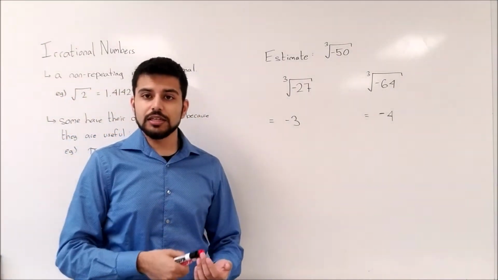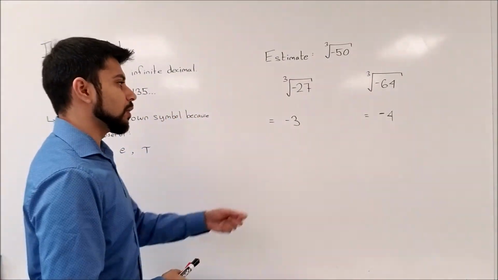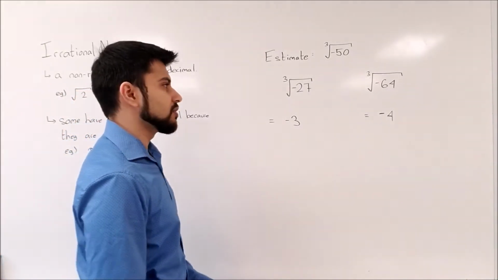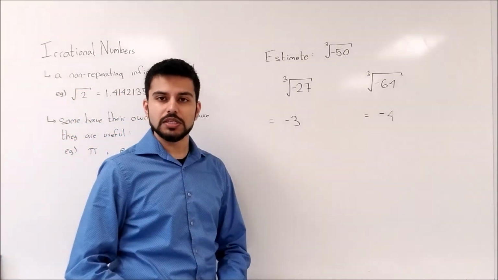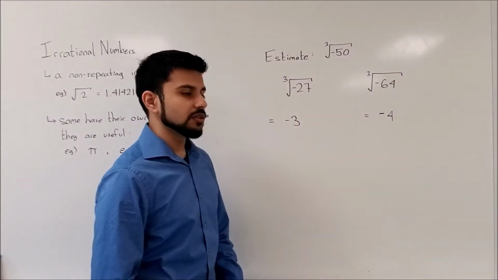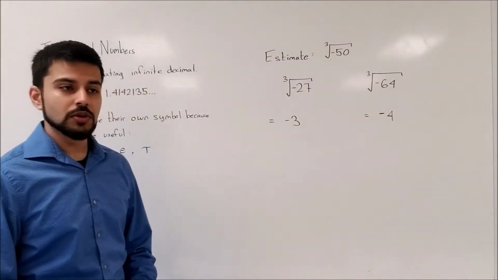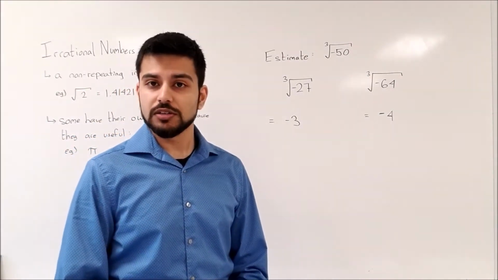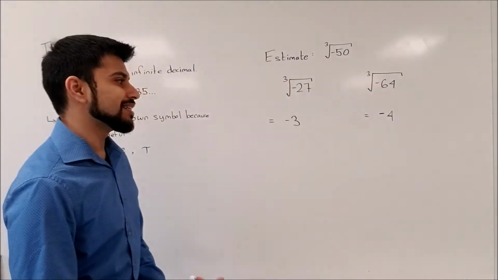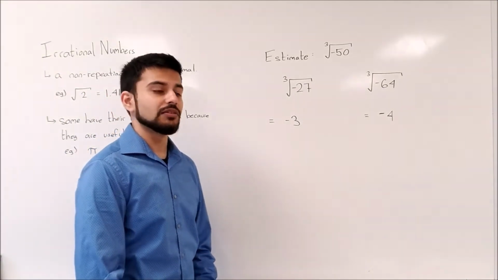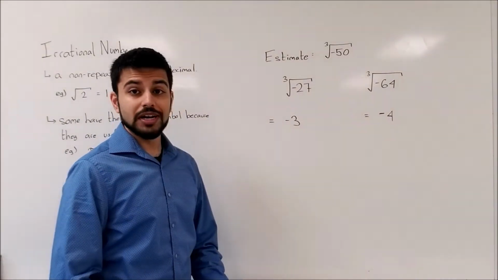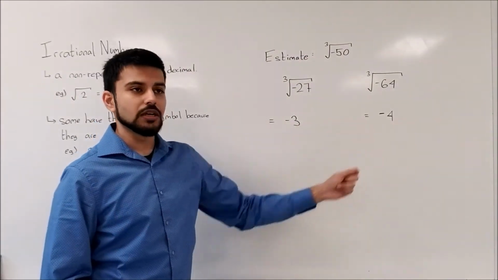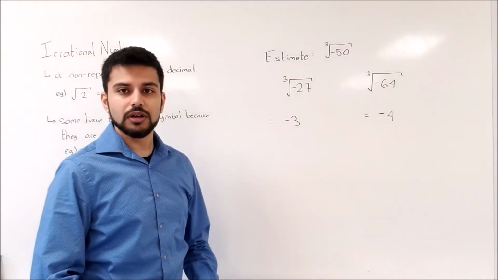So I know that negative 27 is a perfect cube of negative 3. Negative 3 times negative 3 gives me positive 9. Positive 9 times negative 3 gives me negative 27. I know that negative 64 is a perfect cube of negative 4. Negative 4 times negative 4 gives me positive 16. Positive 16 times negative 4 gives me negative 64. So my solution for the cube root of negative 50 should be between negative 3 and negative 4.